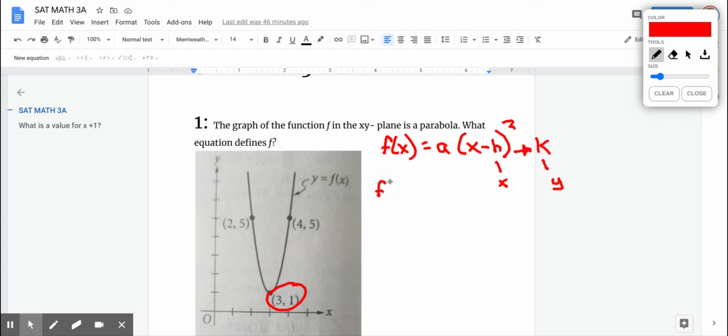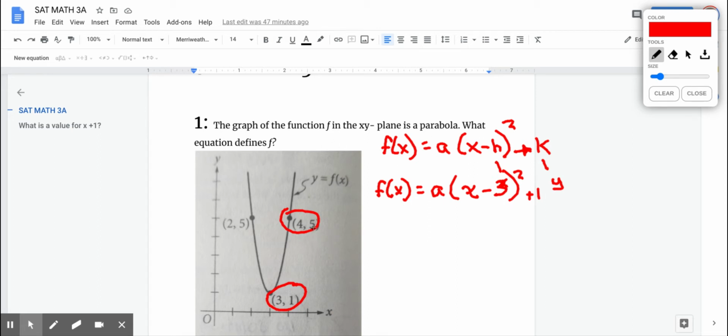So that means this a right here has to be a positive number. So we can know right now, we can say f of x is going to equal a, and we're going to say (x minus 3) squared, and then plus 1, because it's right there. There's the 1, there's the 3. The 3 is the x, the 1 is the y. But we don't need to find the a now. So what we can do is we can use any point. We can use this point or the other point. It doesn't matter. We can use that point to find a.